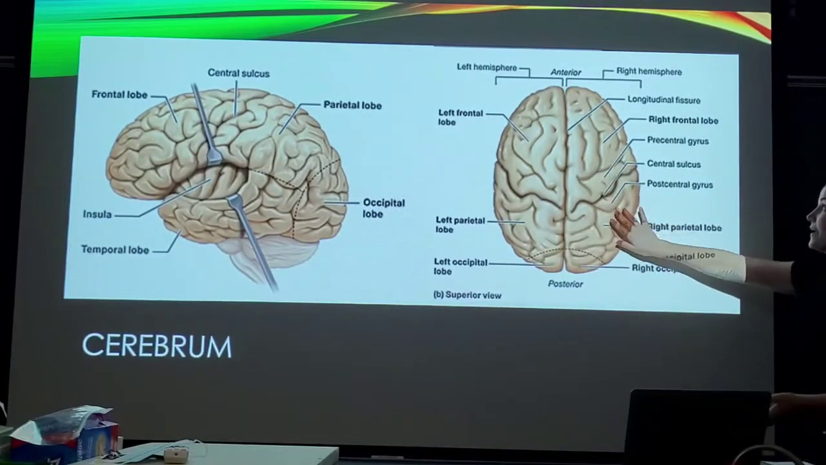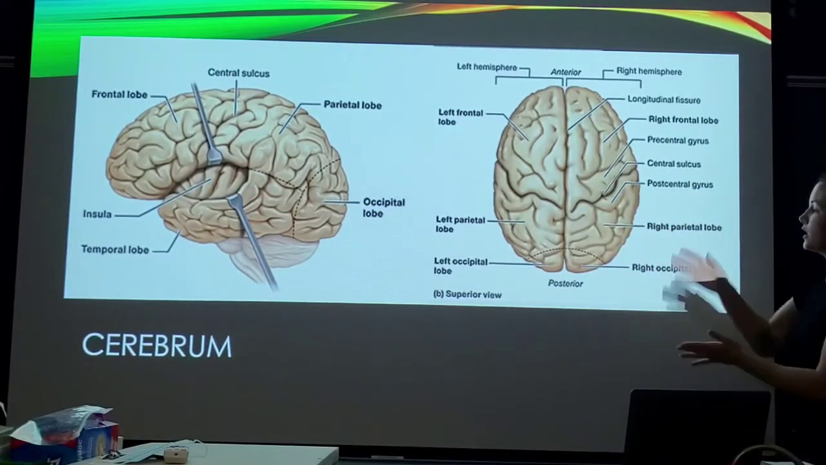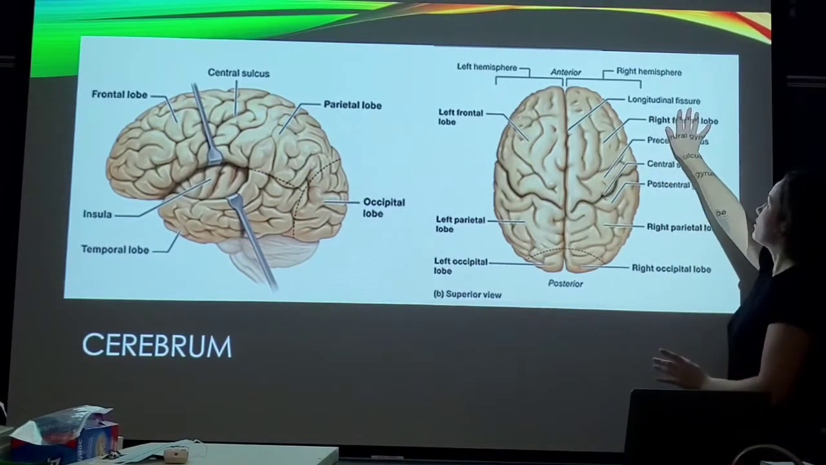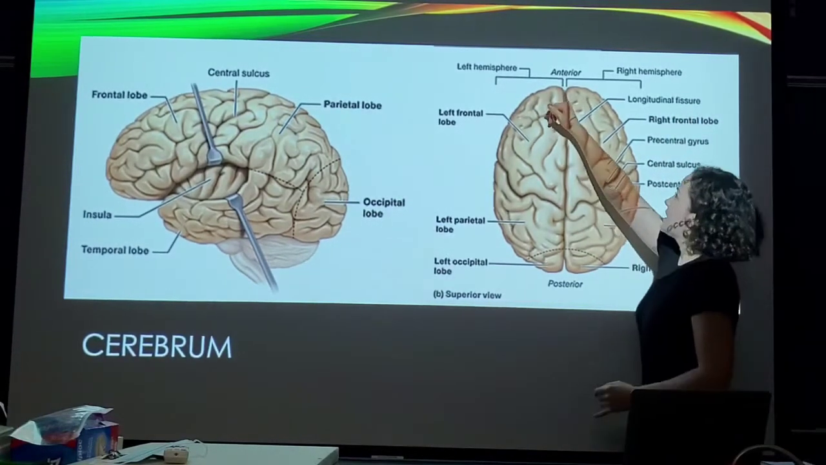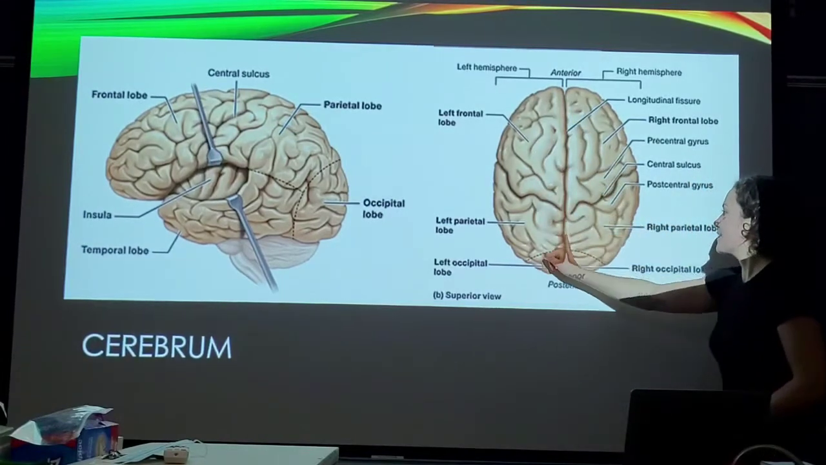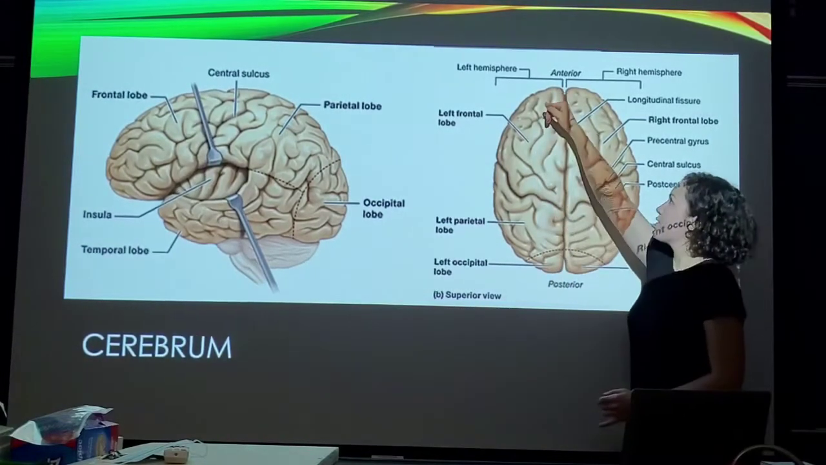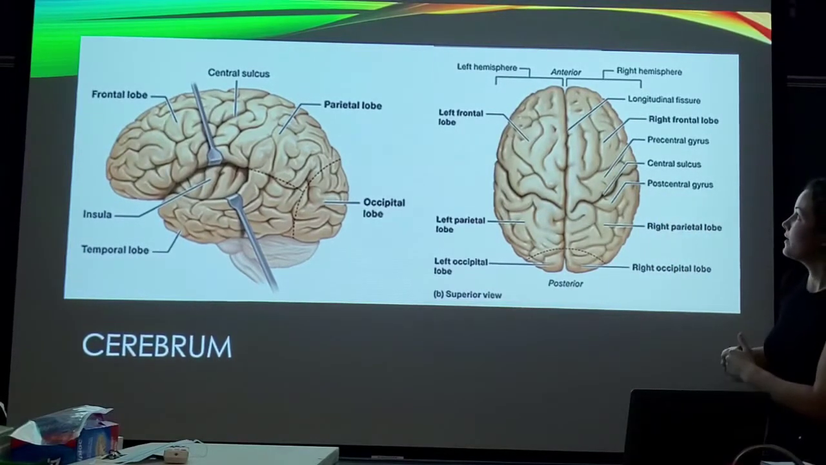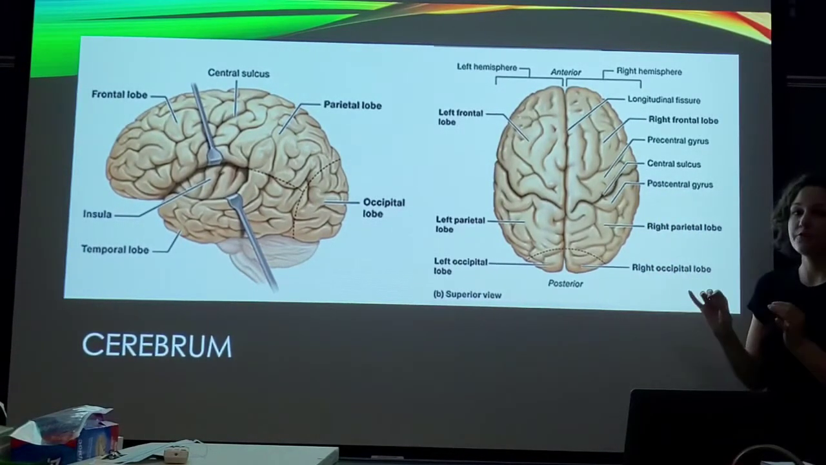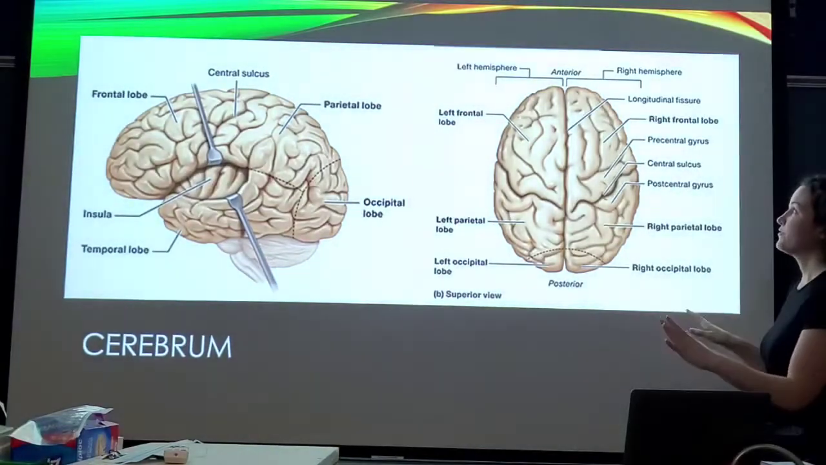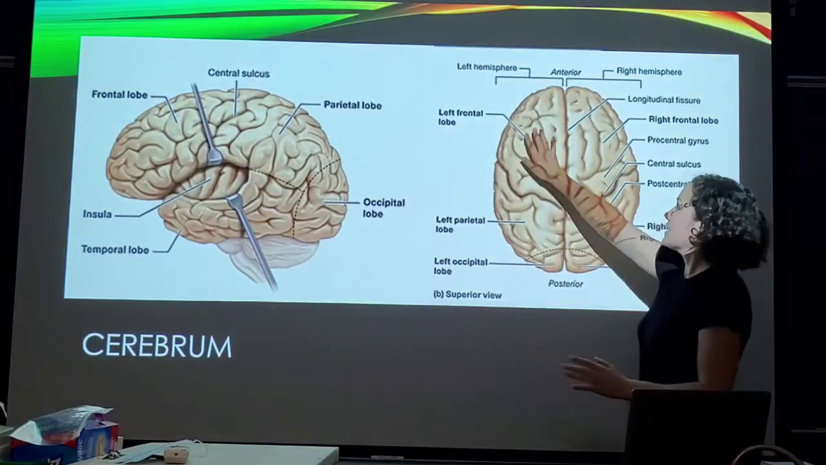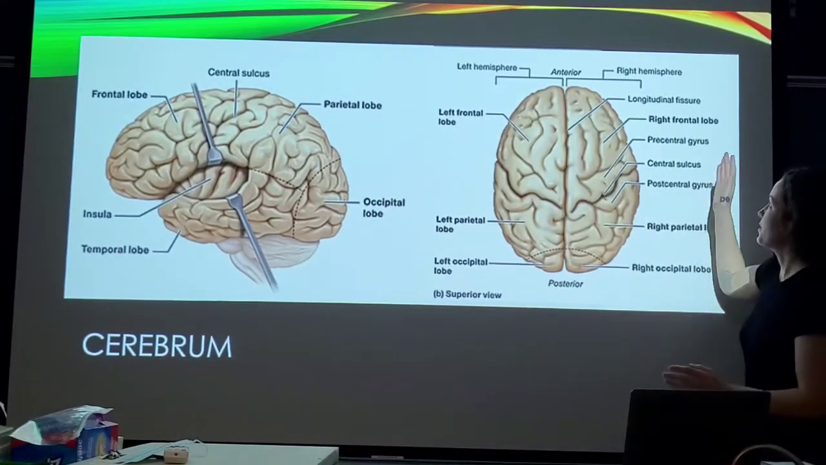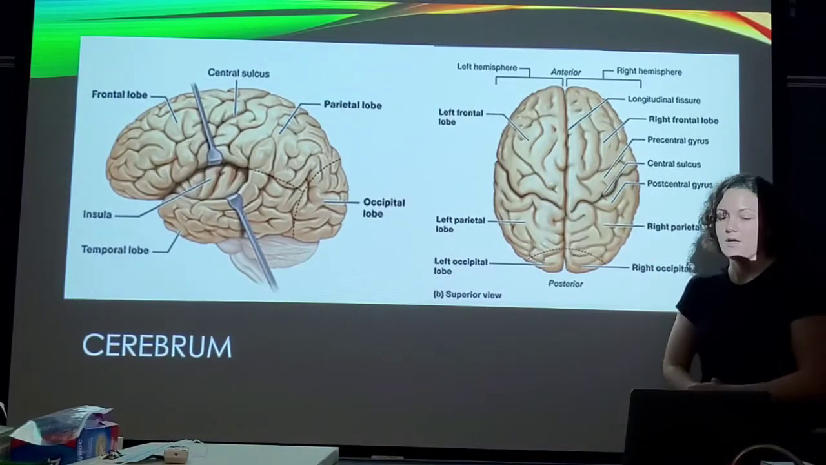If we're looking at the superior view, looking down at the brain, we would see a longitudinal fissure. So this longitudinal fissure extends all the way through the brain. It's a nice deep groove, okay? And this longitudinal fissure separates the two hemispheres. Each brain has a left hemisphere and a right hemisphere, separated by the longitudinal fissure.